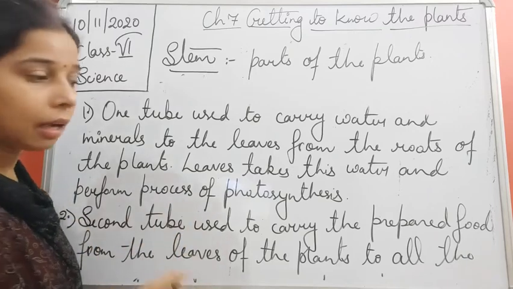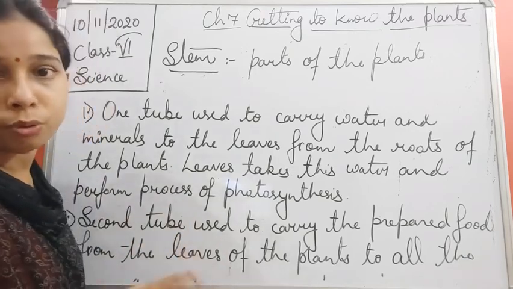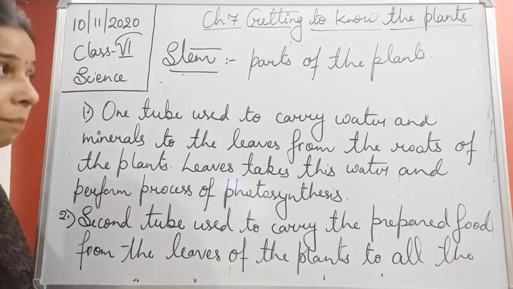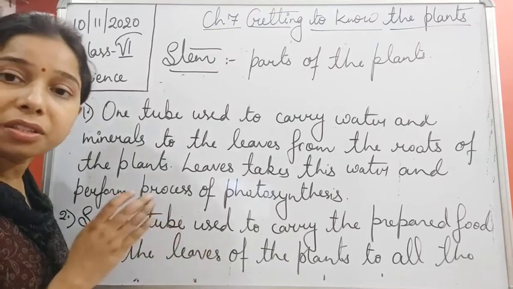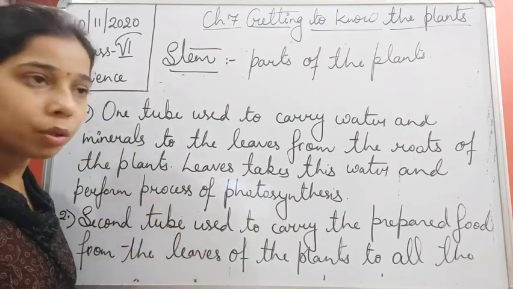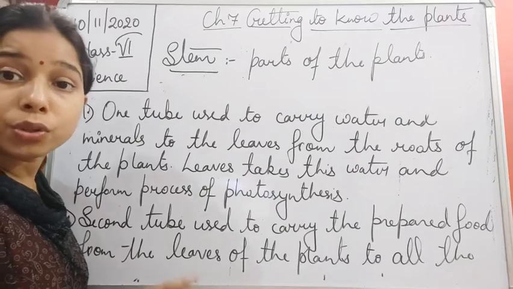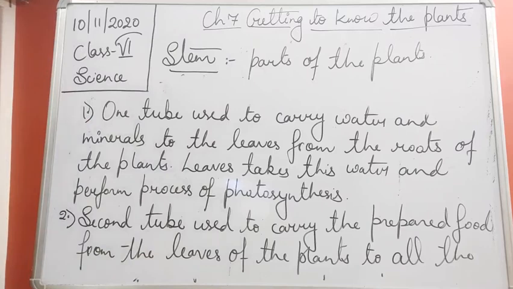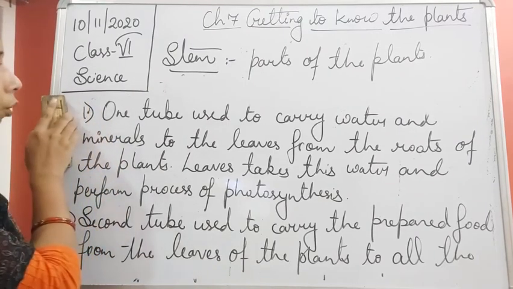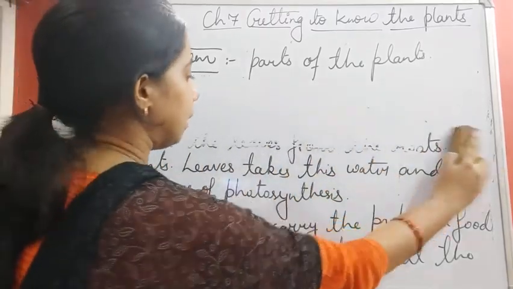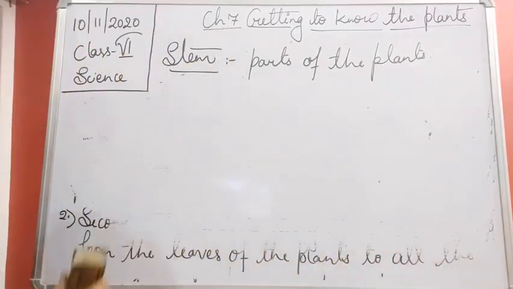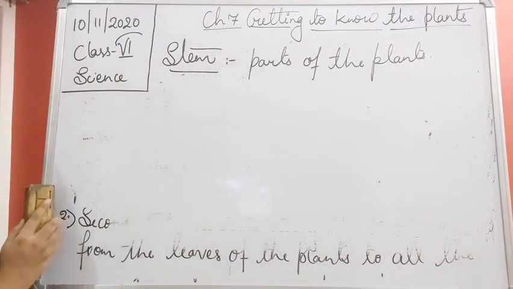One carries water and another is used to carry the prepared food to the different parts. Okay, so this is all about the stem, what the different functions of the stem are, and what kind of tubes are present in it. Now this one is about the root. Now students, we will move to the next part of the plant, which is called the leaf, the green part of the plant.